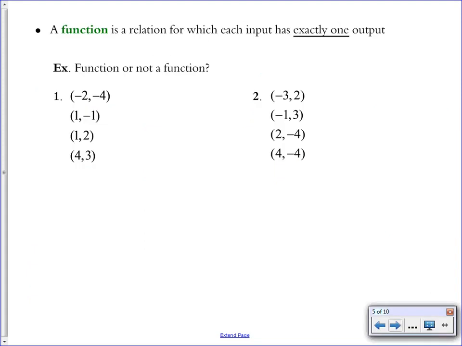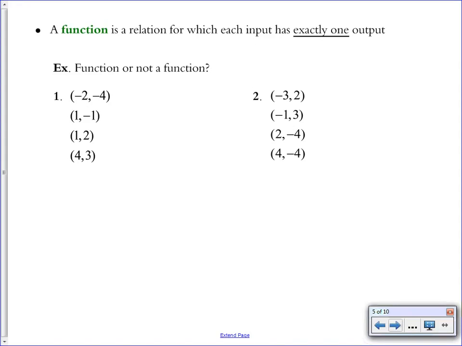A function is a specific type of relation for which each input value has exactly one output value. So no more than one value can go with each input. You're going to be asked to identify whether what you're looking at is a function or not a function. They're both relations, that's for sure, because they are pairings of inputs with outputs. But specifically, we're looking to see if each input has only one output that goes with it.